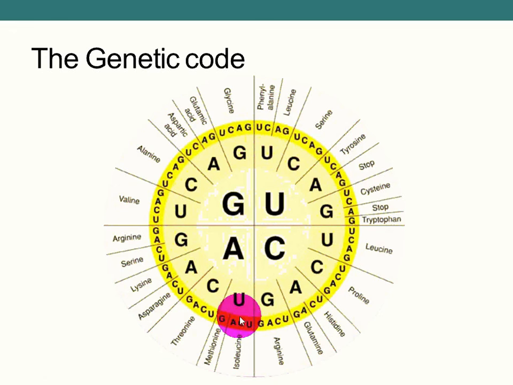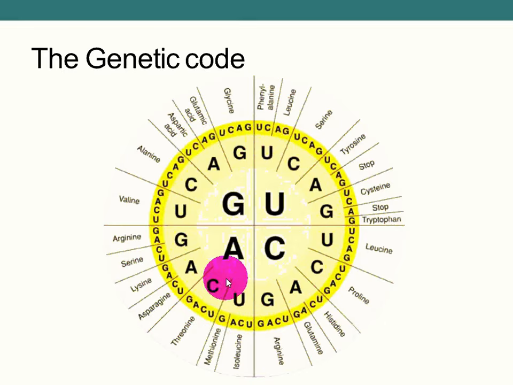So if I look at this wheel, there are a couple of really important ones to look at. Right here, A, U, G. The way you read this wheel is the first letter option, your second letter option, and then your third letter option. So for methionine, A, U, G. Methionine is really important because we call that our start codon. Whenever a ribosome sees A, U, G, it knows it needs to start making a protein.